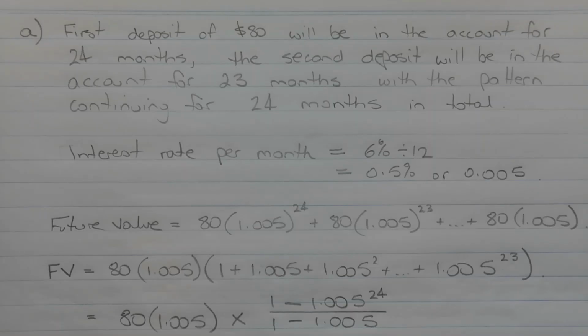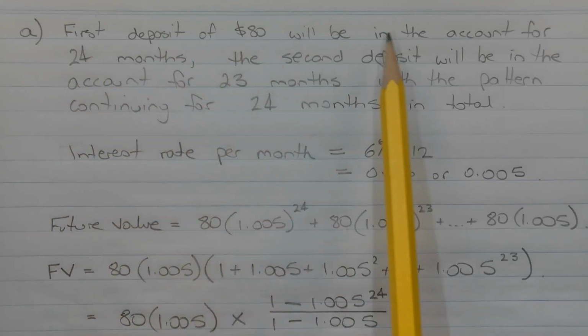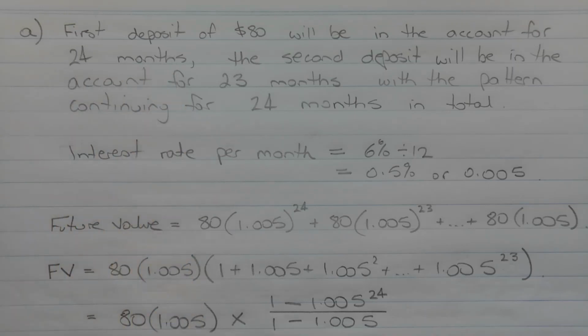Jack will be depositing $80 per month over 24 months. This means the first deposit of $80 will be in the account for the full 24 months, earning interest. The second deposit will be in the account for one less month, so it'll be in the account for 23 months. So it's only going to earn 23 months worth of interest, and the pattern continues for 24 months in total. Now we can model this using a geometric progression.